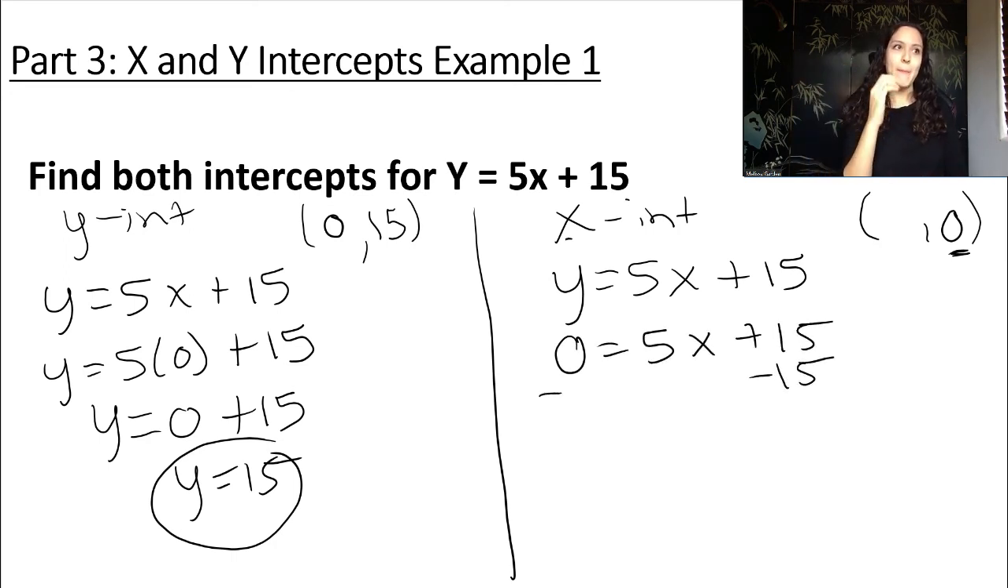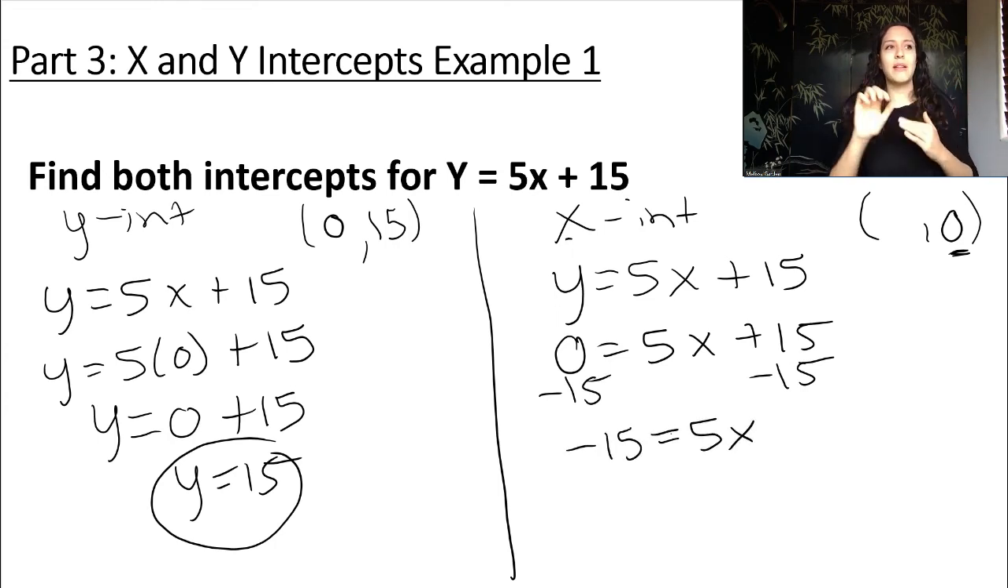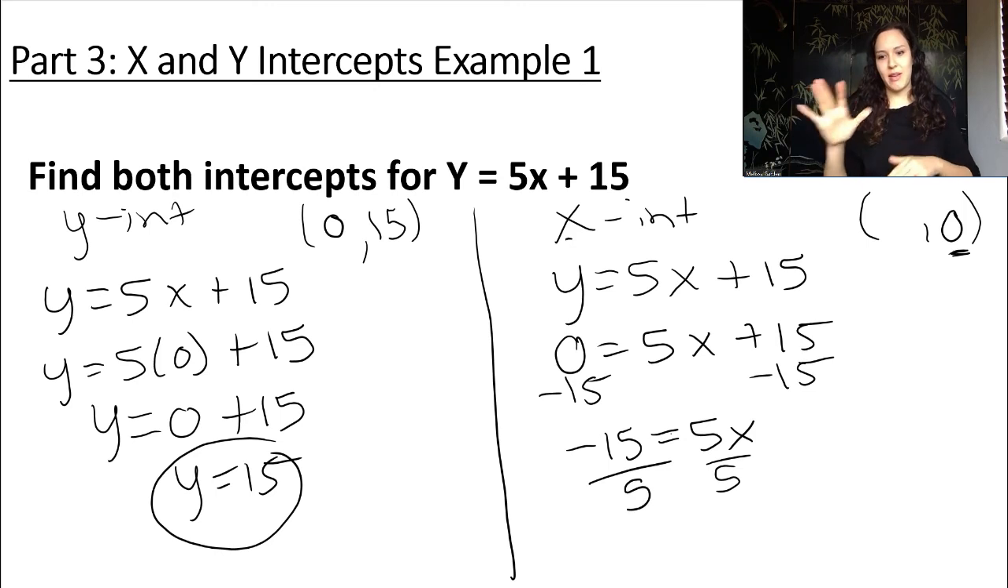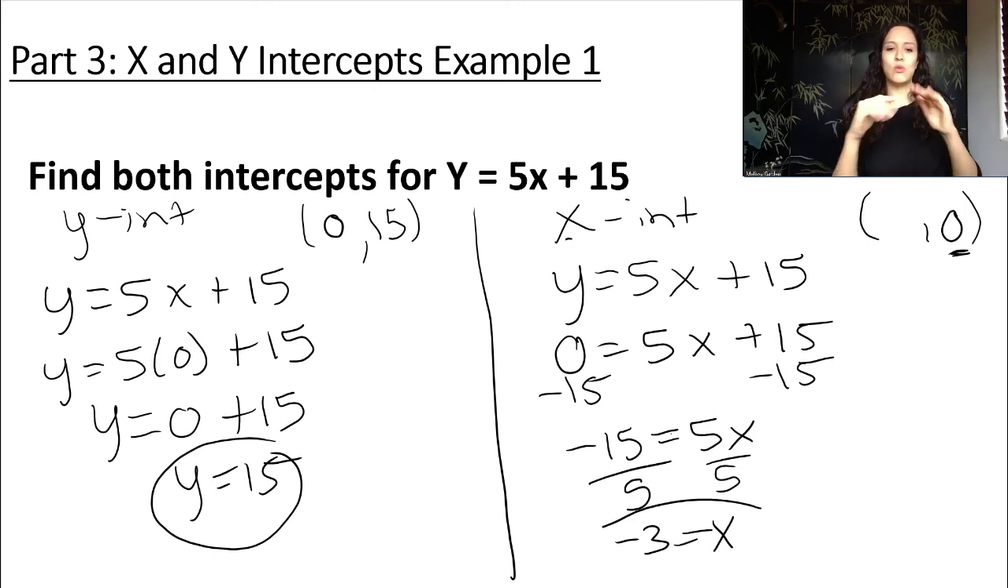Minus 15, minus 15, you get minus 15 equals 5x. Divided by 5, divided by 5, x equals -3. So the x-intercept is (-3, 0).